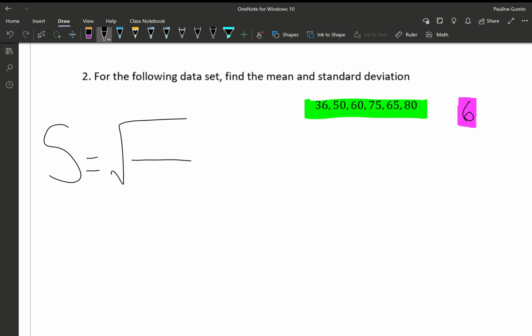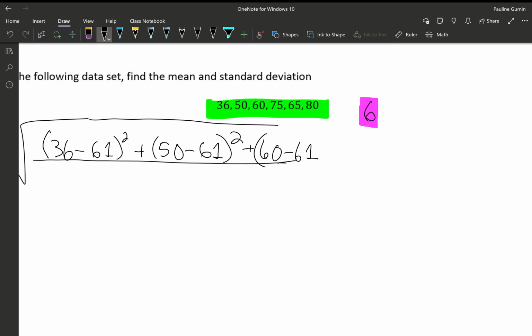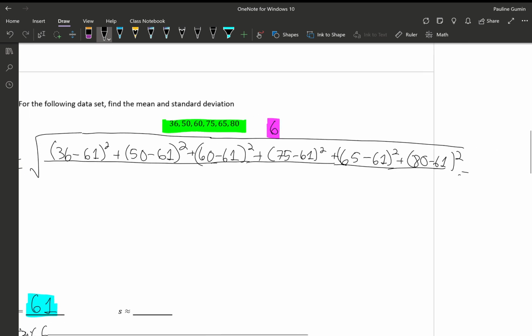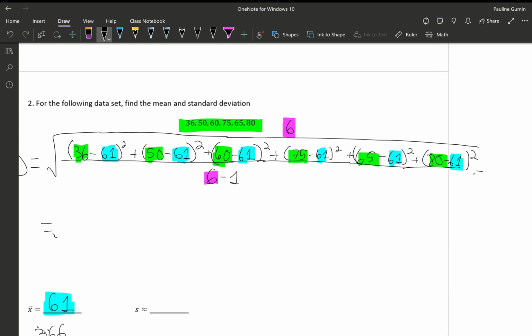All right, standard deviation equals our first data point, 36, minus our mean, 61. Then 50 minus our mean. Then 60 minus our mean. And 75 minus our mean. And 65 minus our mean. This is why we don't do this by hand anymore. This is awful. And of course 80 minus our mean. And on the bottom, 6 minus 1. Oh dear. And of course I must color code. There's our means. And then each of these came from our data points, and the 6 came from the amount of numbers we have. All right, let's continue simplifying.